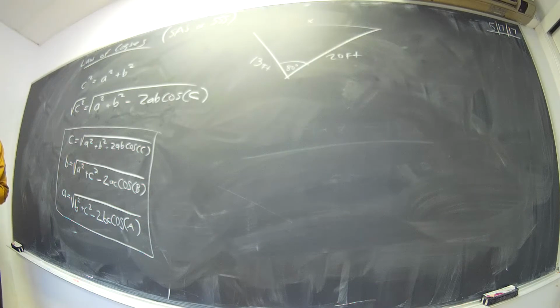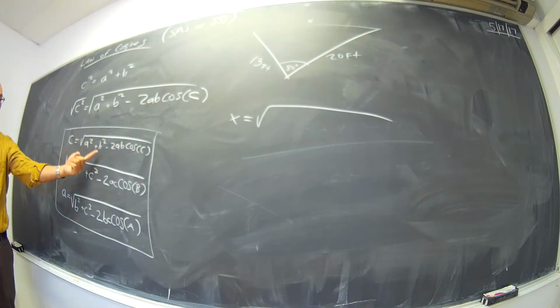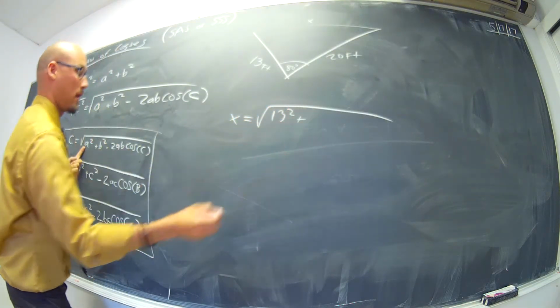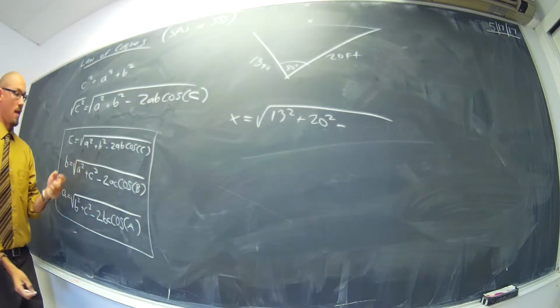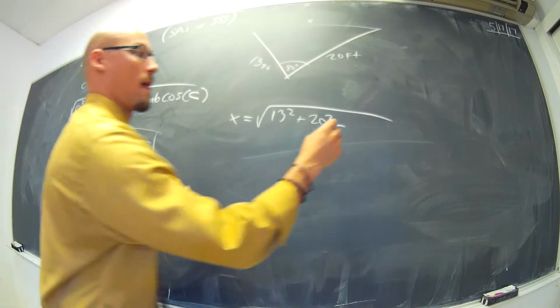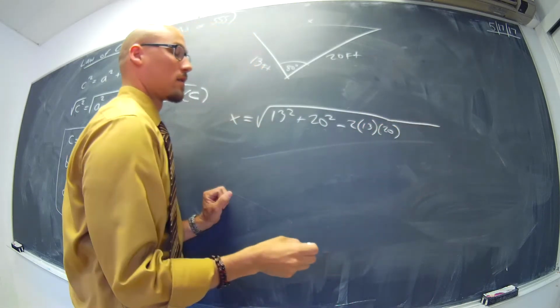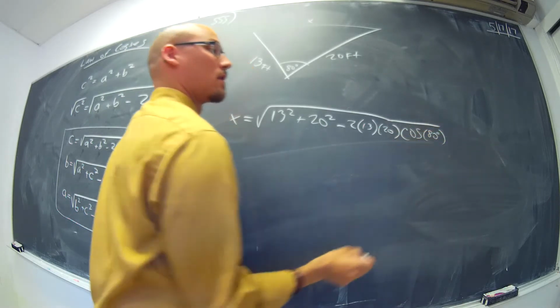And so all we do, if you want to label all the A's and B's and C's because that helps you keep your life in order, go for it. Or you can just say this missing side is going to be the square root of the other two sides. So it doesn't matter which one. Let's do 13 squared plus 20 squared minus 2 times 13 times 20, just put 260, and then cosine of 80 degrees.